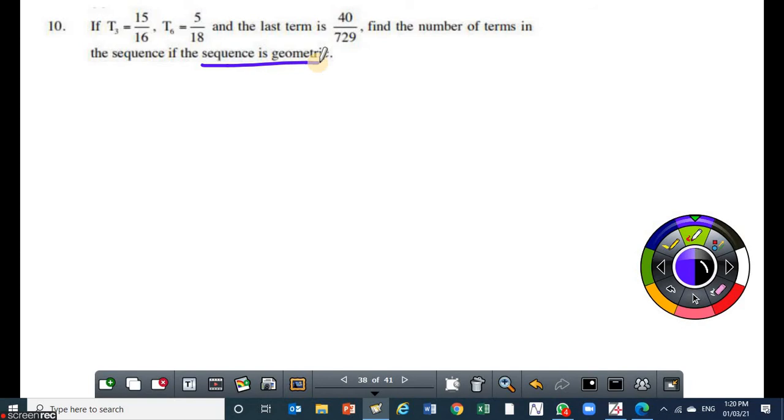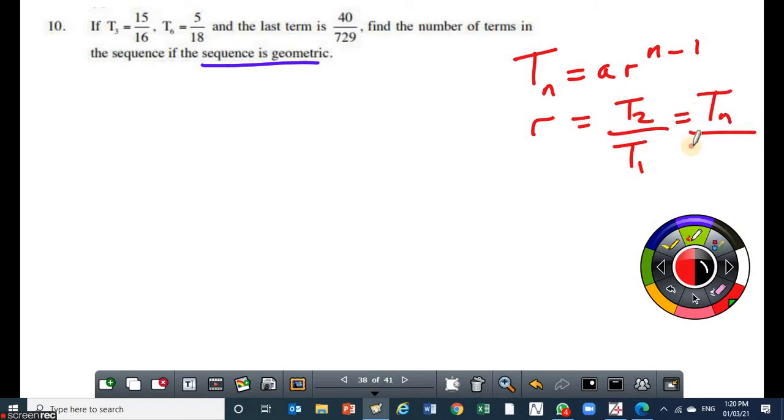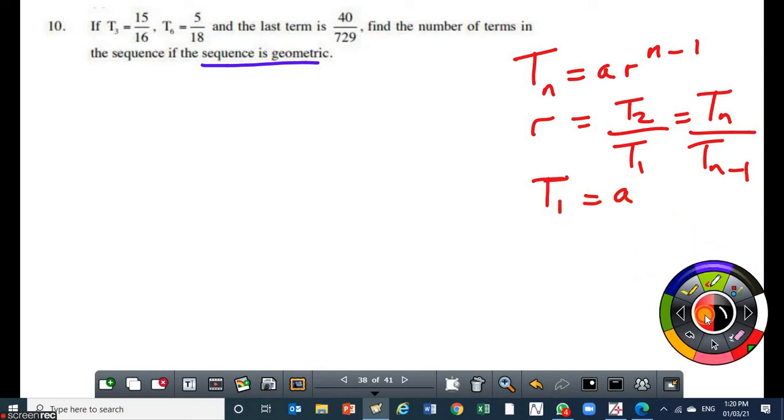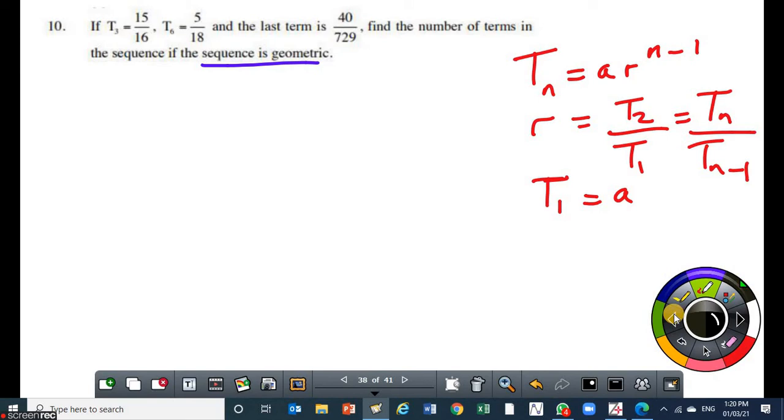You also need to know its general term. The general term of a geometric sequence is Tn equal to a times r to the power of n minus 1. The common ratio is equal to T2 over T1, which you can write as Tn over Tn minus 1. You have to know that. Also, you need to know that your T1 is equal to a. These are key concepts that you need to be aware of before you start answering this question.